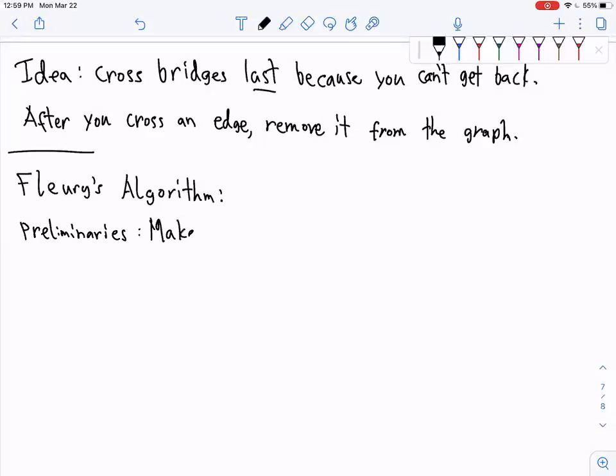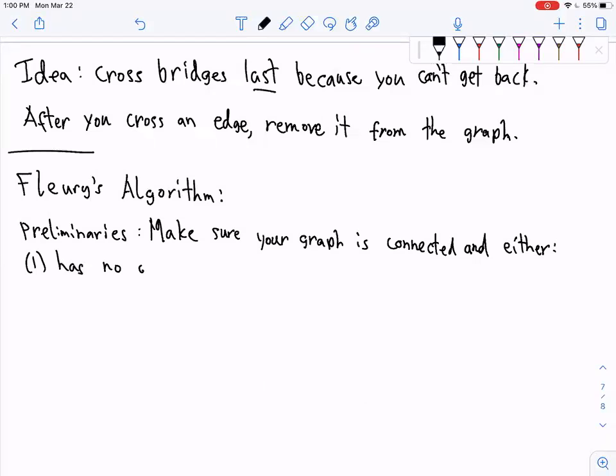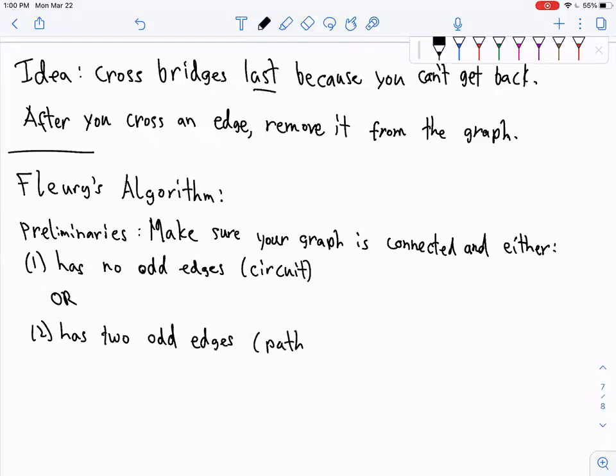So the preliminaries. We have two cases here. In either case, we need to make sure your graph is connected. And either we're going for an Euler circuit or an Euler path. So we need either it has no odd edges. This is our circuit case. Or it has two odd edges. And this is the path case. So we're doing both of these cases at once. So for all of the other steps, I'm going to write one like this for the circuit case and two for the path case.